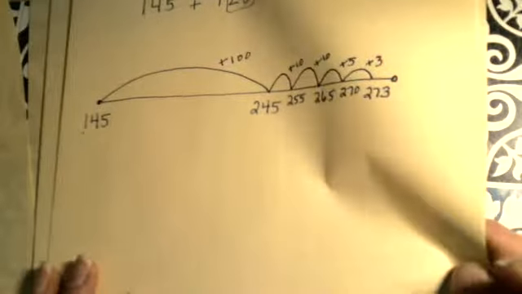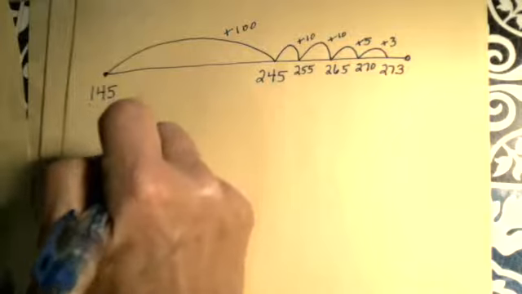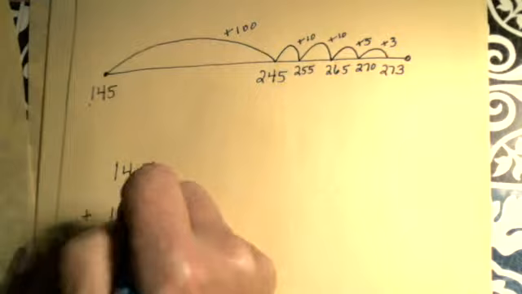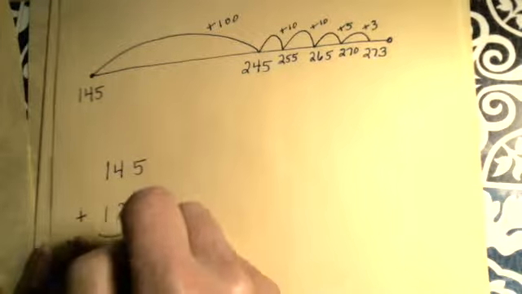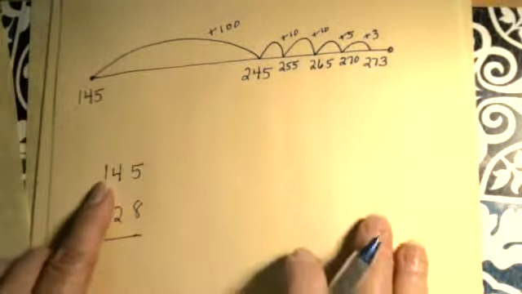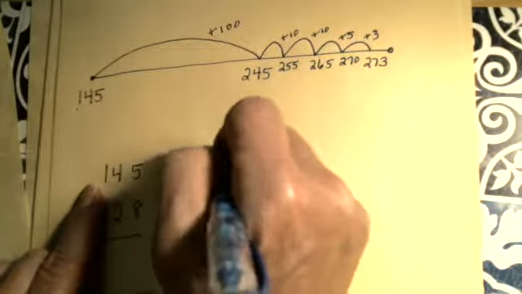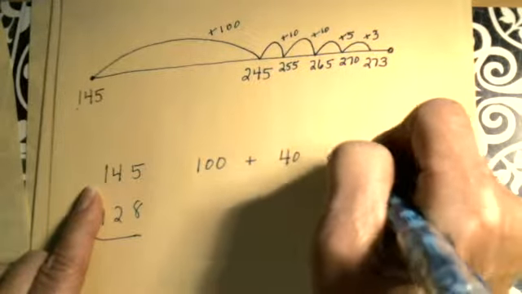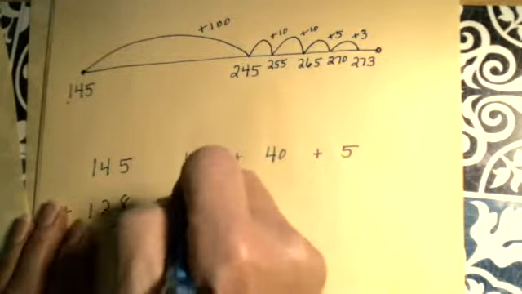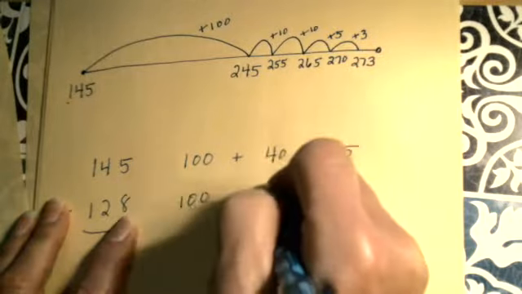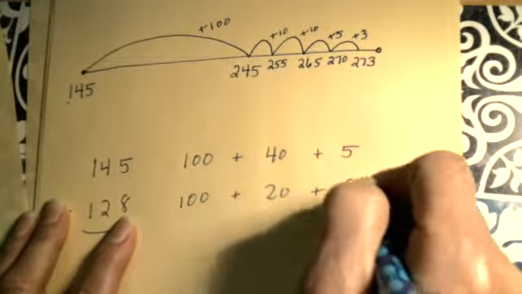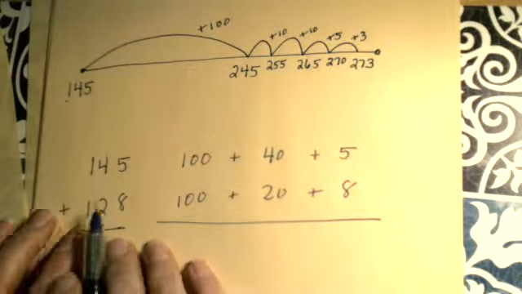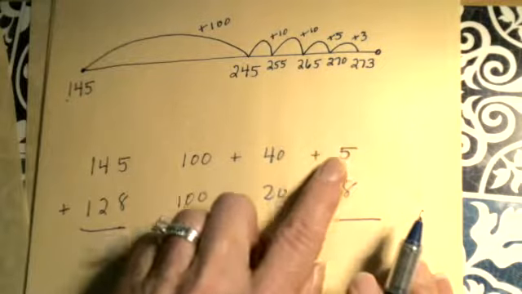Now we can do it another way. We can do 145 plus 128. And I'm going to use expanded form to break apart, decompose this 145: 100 plus 40 plus 5, and 100 plus 20 plus 8. Okay, so I just used expanded form, each of the place values. Now I have to add them.